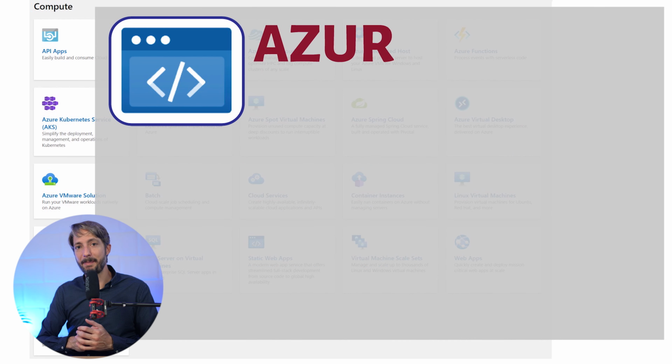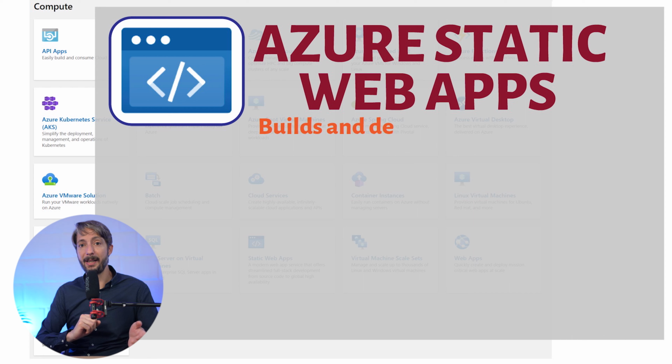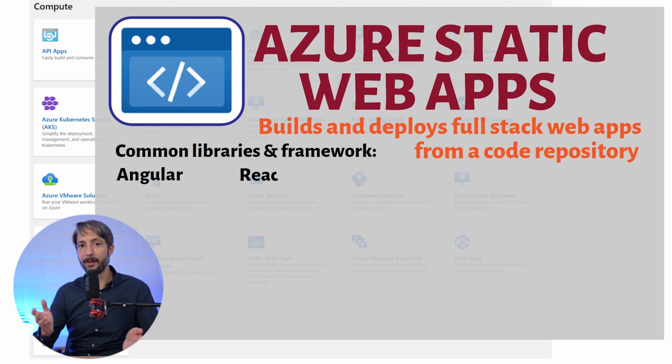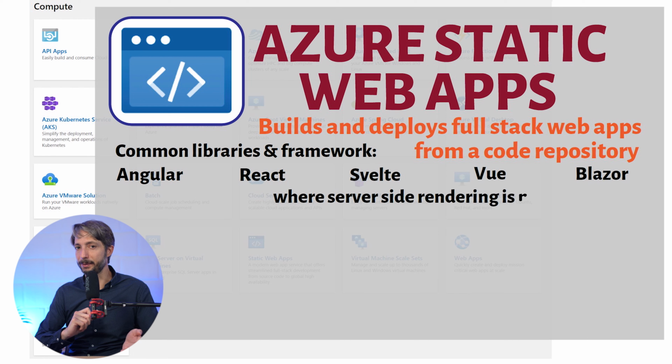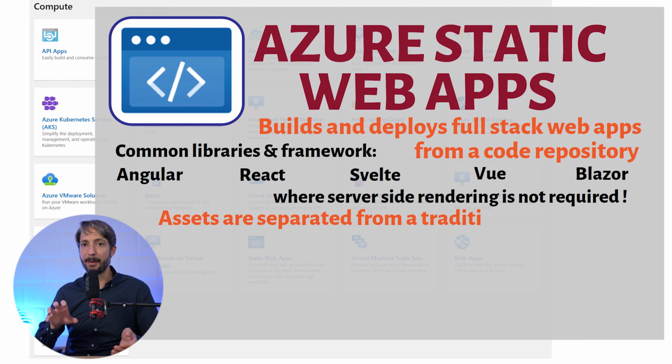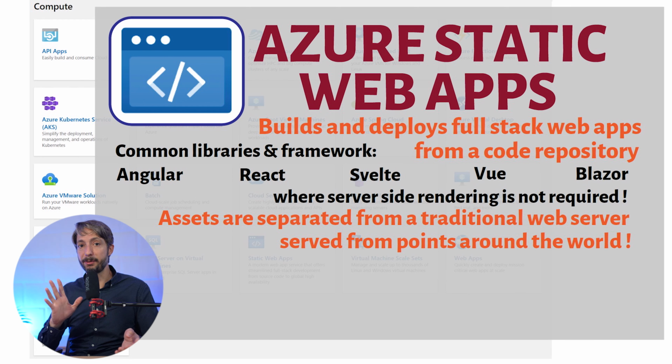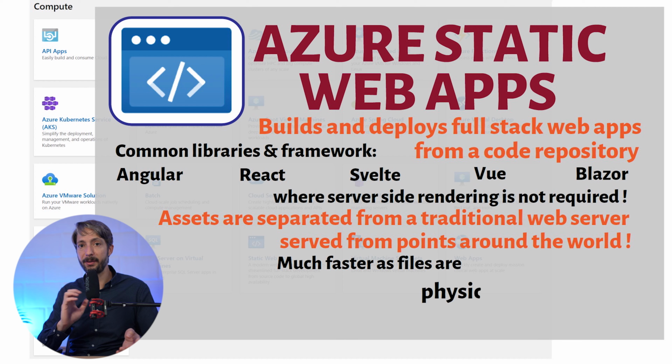Then we have Azure Static Web Apps, which is a service that automatically builds and deploys a full stack of web apps to Azure from a code repository. Static web apps are commonly built using libraries and frameworks like Angular, React, Svelte, Vue, or Blazor, where server-side rendering is not required. With static web apps, static assets are separated from a traditional web server and are instead served from points geographically distributed around the world. This distribution makes serving files much faster as the files are physically closer to the end users.